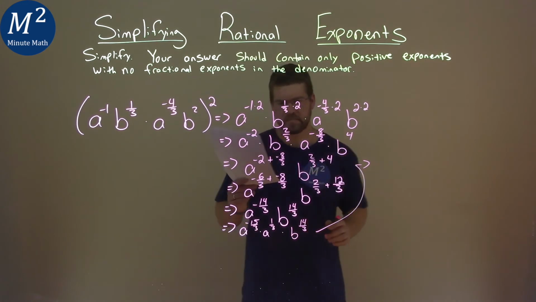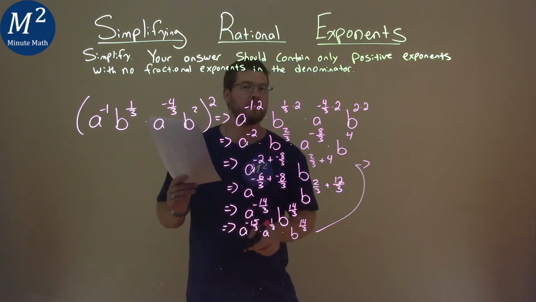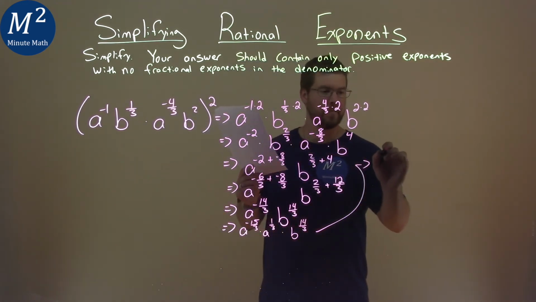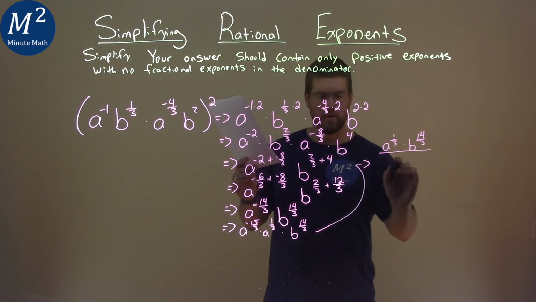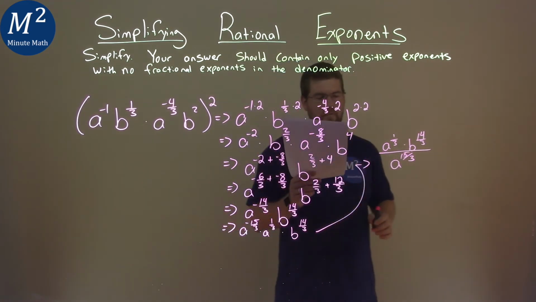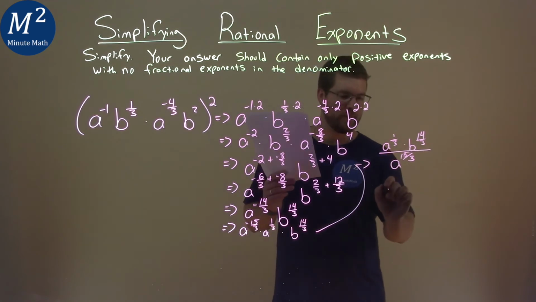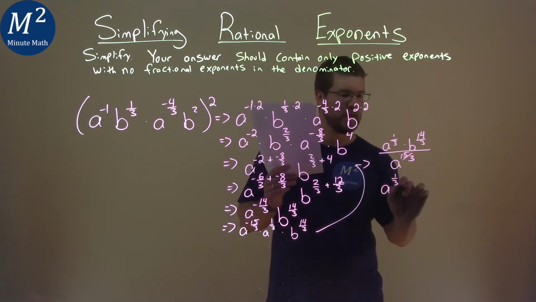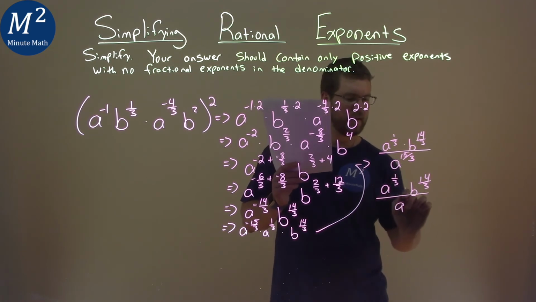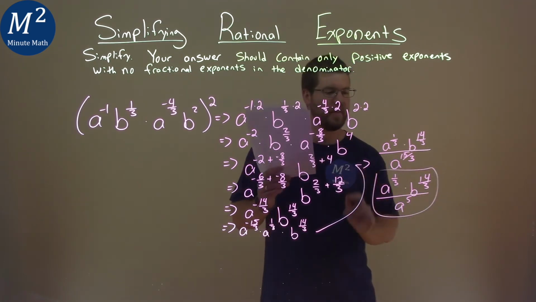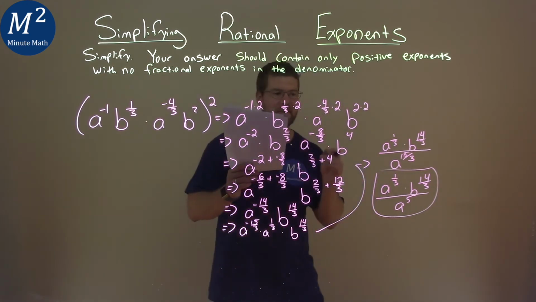a to the negative 15 thirds goes down to the denominator, so we have a to the positive 1/3 here, b to the 14 thirds, and we have over a to the positive 15 thirds. Well, 15 divided by 3 is 5. So we have a to the 1/3 times b to the 14 thirds all over a to the 5th power, and that is our final answer.